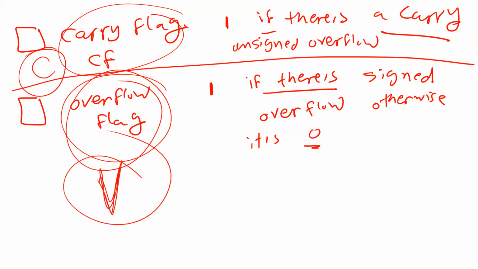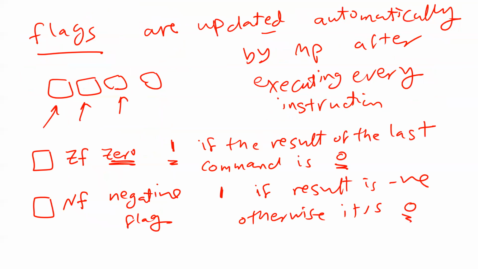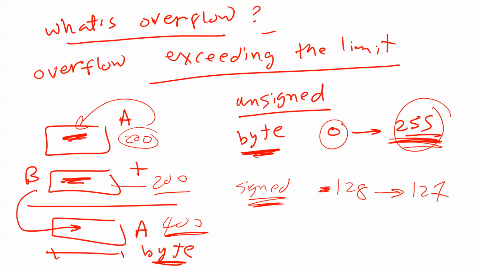Simply because the limit is different. If you go back here, in the case of unsigned, the limit is up to 255. But here the limit is 127 and negative 128. Because the limit is different, these are two different things. Maybe if your number is unsigned, you don't have overflow. But if you consider the same numbers signed, you have overflow, right?